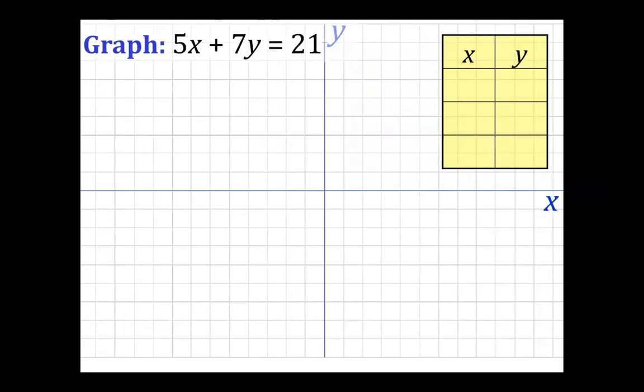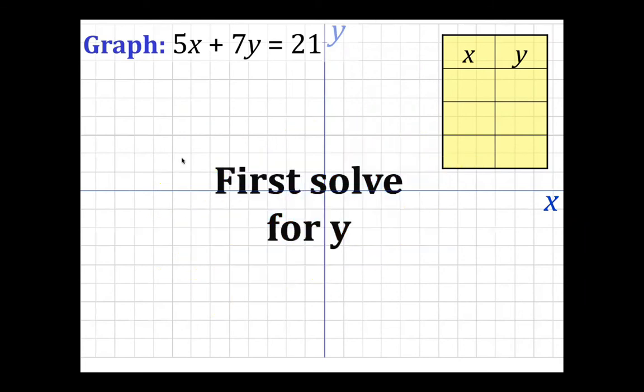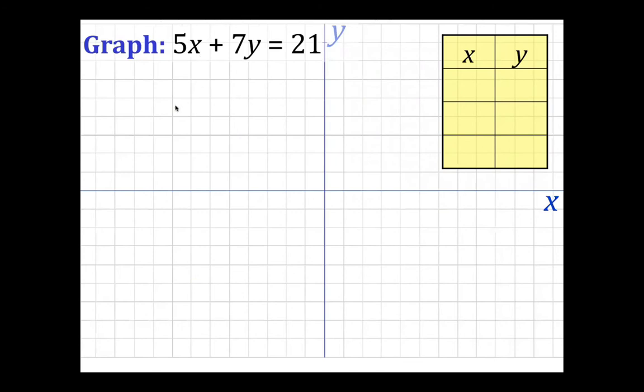Let's go ahead and take a look at another example. We have 5x plus 7y equals 21. Now notice that our equation is not set to y. So let's go ahead and first solve our equation for y. I'm going to go ahead and use inverse operations again. First, undo any addition or subtraction of additional terms.